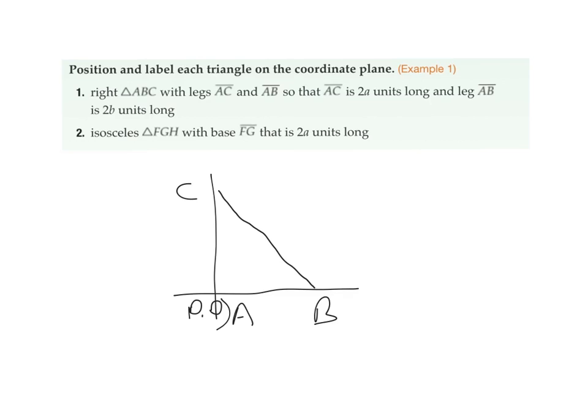So this is 2B, so our coordinate is 2B and 0. And this one is 0 and 2A. It's complicated, so take your time, all right? Make sure you draw the diagram. It will help you come up with all the possible scenarios.